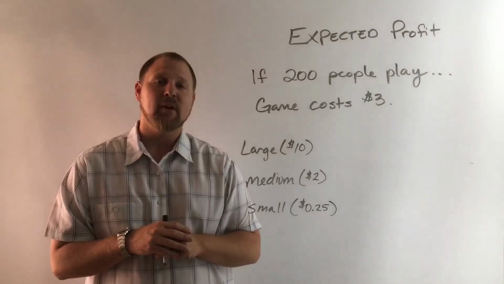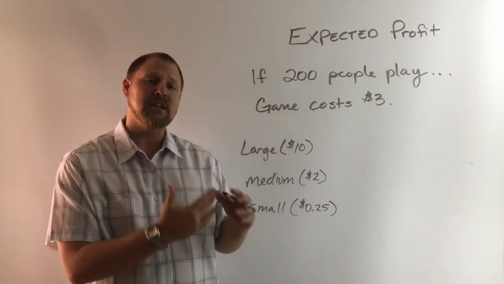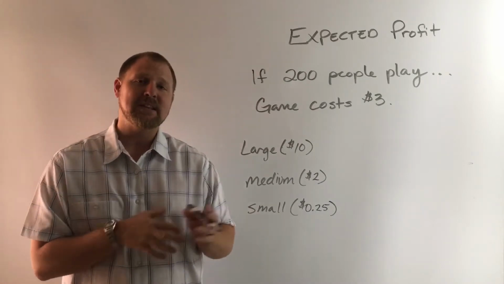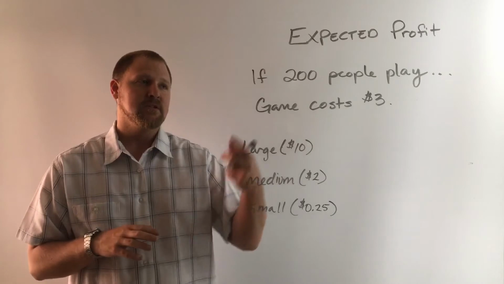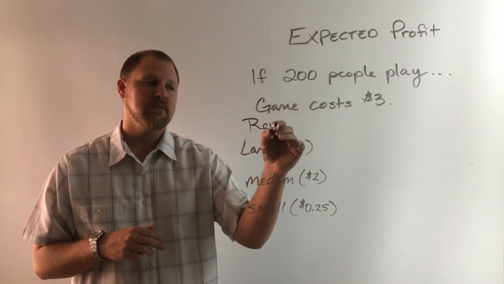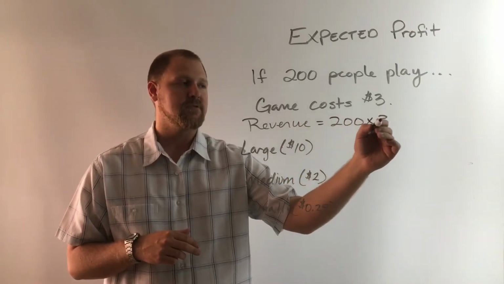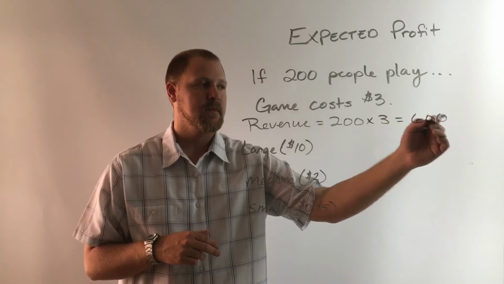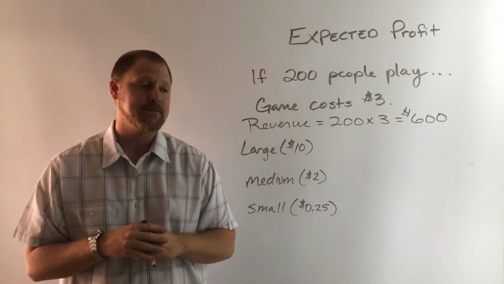Now we have expected profit. Expected profit is based on how many people play, how much each person paid to play, and then how much money we're going to give away based on these prizes. So if 200 people play and the game costs $3, that means our revenue is 200 times 3, which is $600. That means we make $600 before paying out any prizes.